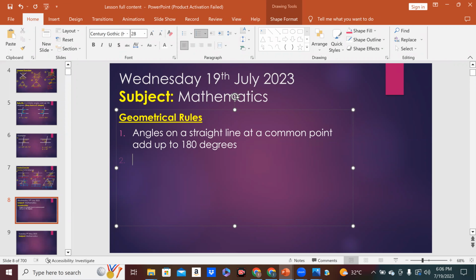What's the next one? I think the next one dealt with triangles, if I'm not mistaken. So angles in a triangle add up to 180 degrees. When we say angles in a triangle, we're talking about the interior angles of a triangle, right? They add up to 180 degrees.